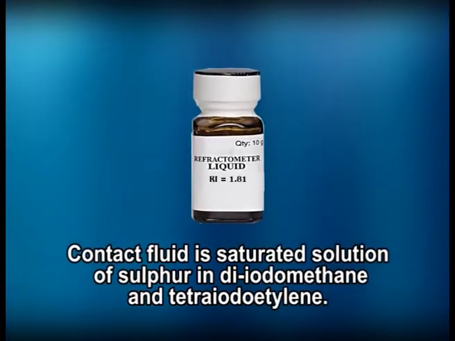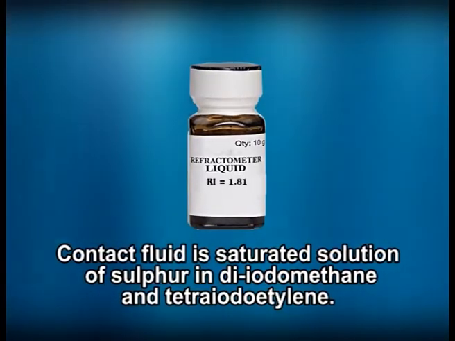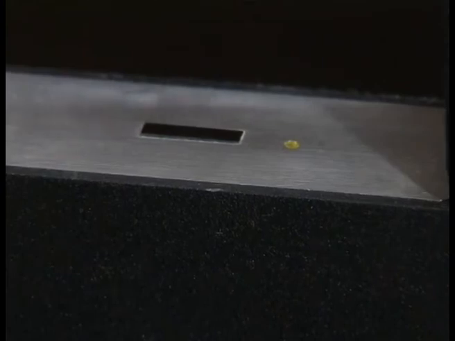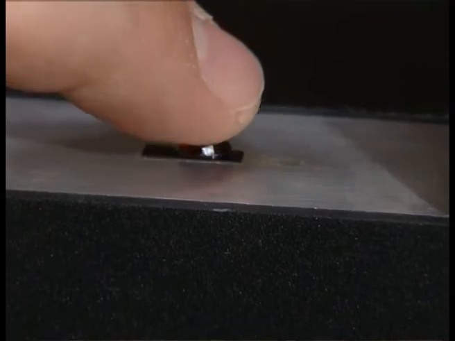The mineral is placed on this glass prism in such a way that one of its flat facets is in good contact with the prism. In reality, however, a contact fluid, a saturated solution of sulfur in diiodomethane and tetraiodoethylene with refractive index equal to 1.81, is used to ensure good optical contact between the gem and the lead glass prism.